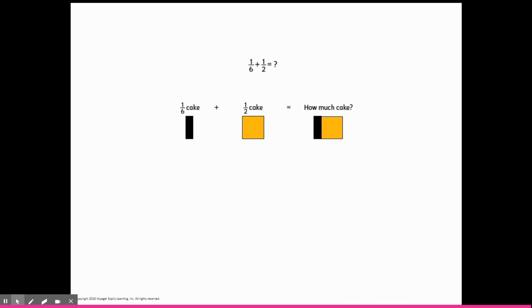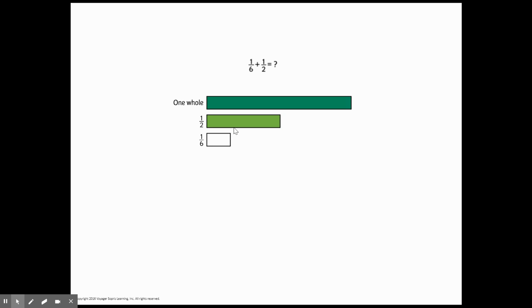From the picture, it looks like there's less than a whole cake, but more than half. We know how to add fractions with the same denominator, but not how to add fractions with different denominators. Can we rewrite these fractions so that they have the same denominator? Let's use these rods to help us first. We'll show 1/2 and 1/6.